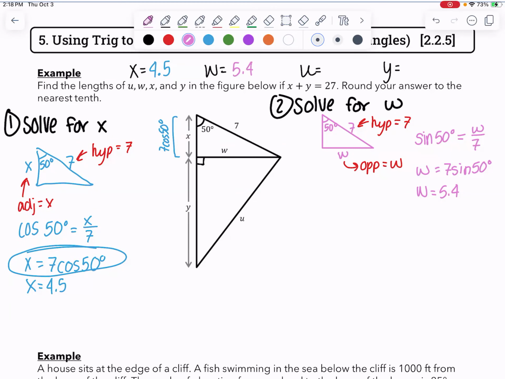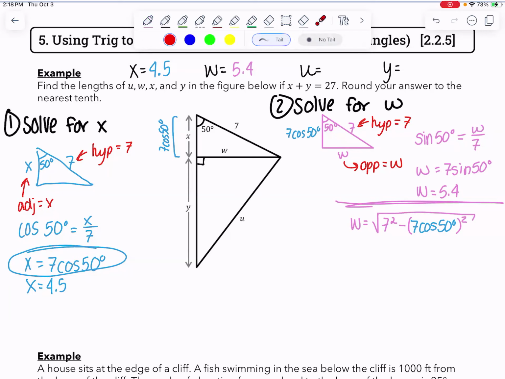So that's using trig. But if you wanted to use the Pythagorean theorem, you know that the side over here is 7 cosine of 50 degrees. And you can solve for W using the fact that W should be equal to the square root of 7 squared minus 7 cosine of 50 degrees squared.